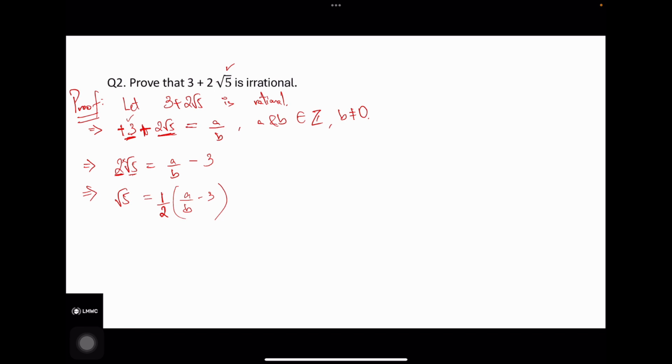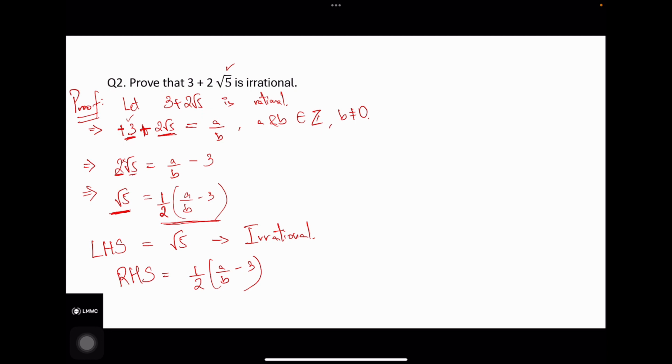Okay. So after that, if you look carefully, on the left hand side we have only the irrational number root of 5, while on the right hand side we do not see any square root. All the numbers are integers, right? So on the left hand side we have root of 5, which is actually an irrational number, isn't it? Whereas on the right hand side we have 1 by 2 times a by b minus 3.